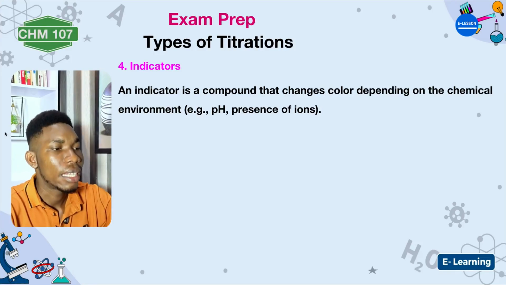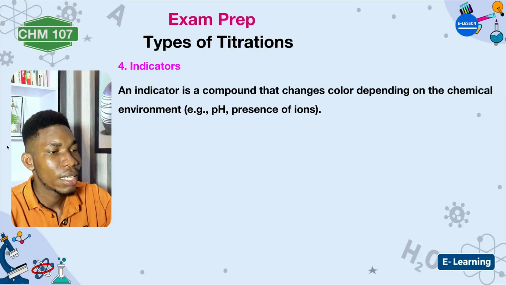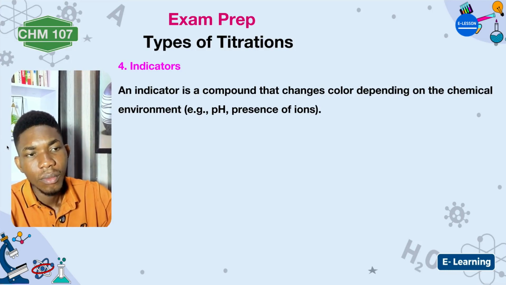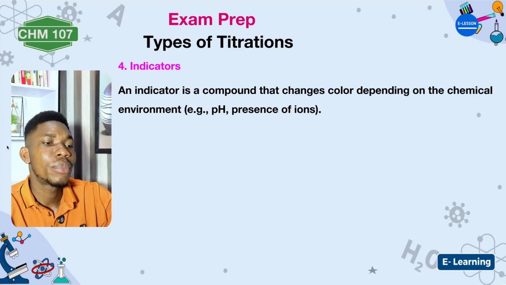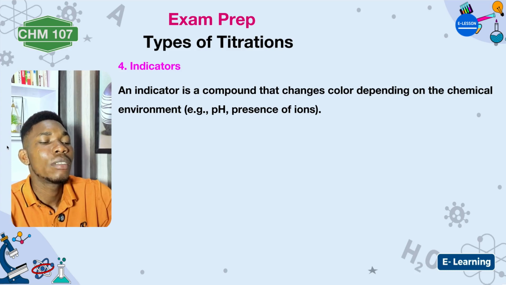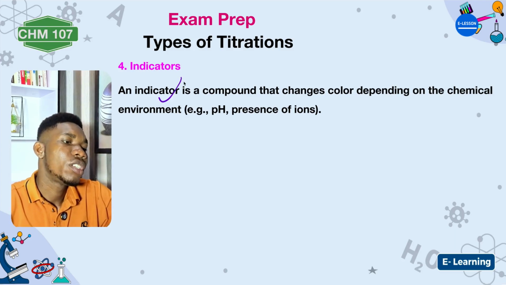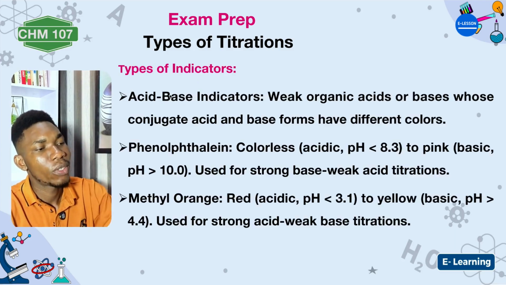To look at is an indicator. What is an indicator, my dear student? An indicator is a compound that changes color depending on the chemical environment, either pH or presence of ion. They change color depending on the pH and the presence of ion. Generally, know that an indicator changes what? Color. So that is the most important thing you should know.